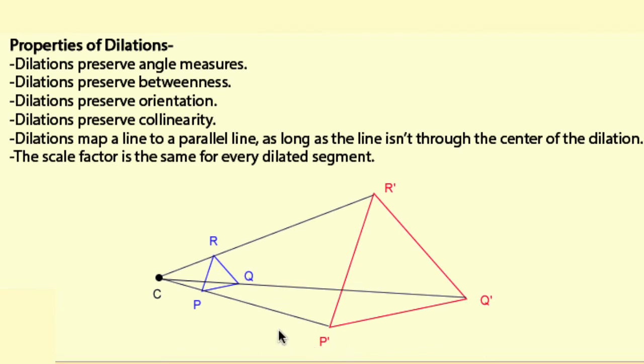Dilations preserve orientation. It means there's no reflection or rotation. Dilations preserve collinearity, so if you have collinear points in the pre-image, you have it in the image as well. Dilations map a line to a parallel line as long as the line isn't through the center of the dilation. So in other words, segment RP and segment R prime P prime, segment RQ, R prime Q prime, segment PQ, segment P prime Q prime, those pairs of segments are all parallel to each other.